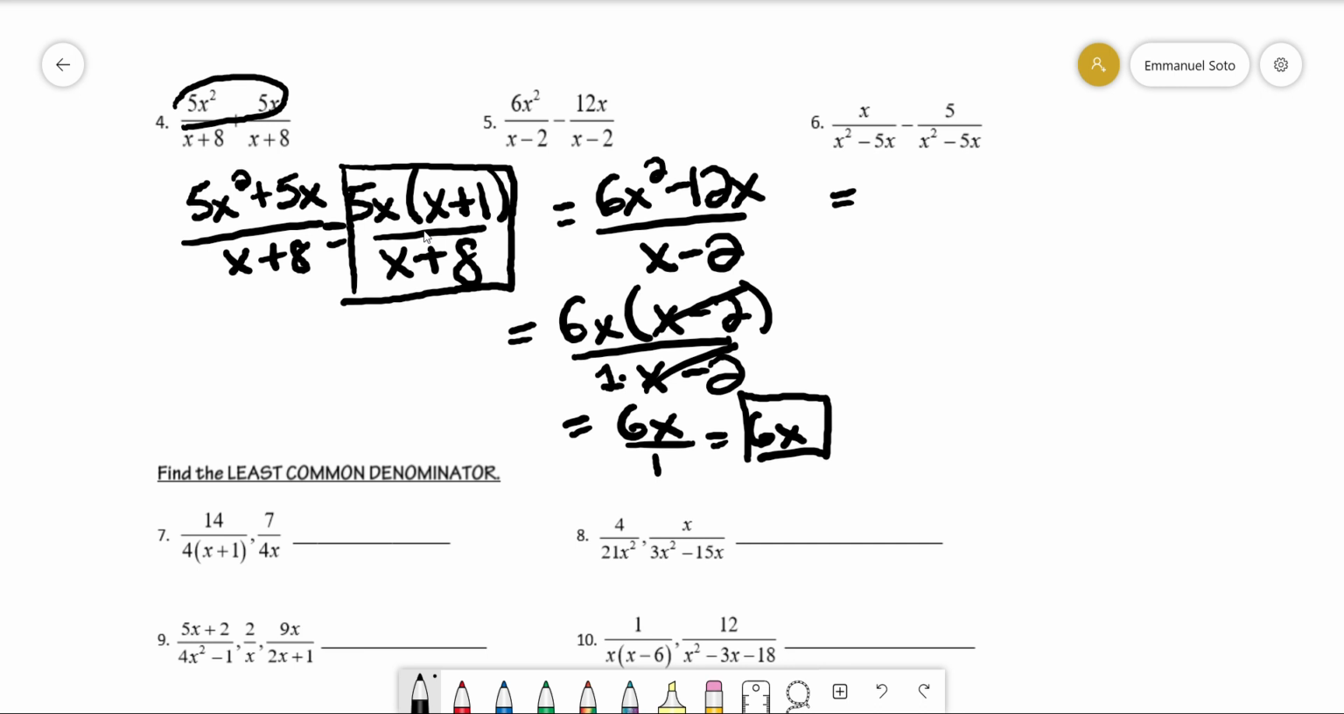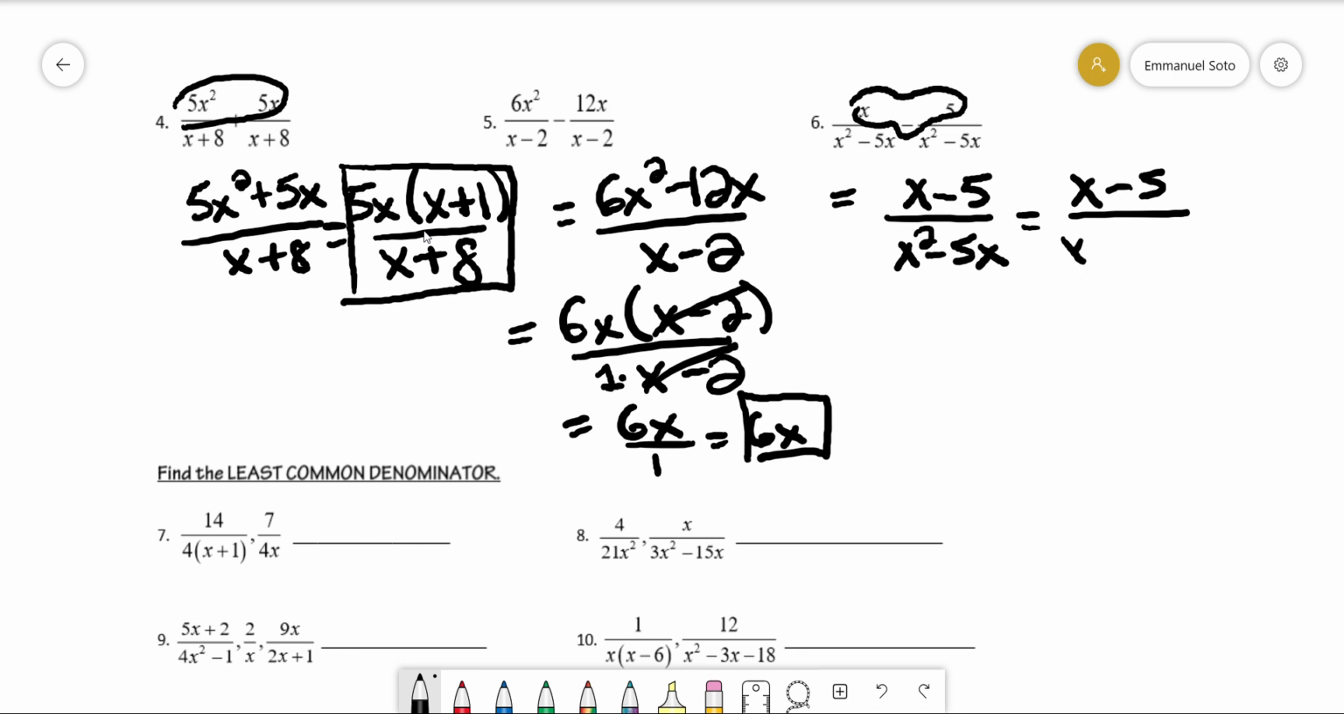For the bottom, we got the same denominator, so we got x minus 5 because we are subtracting. And then over denominator is x squared minus 5x. Again, try to factor that denominator. We can pull out an x from the denominator, and that makes it x minus 5. So it looks like the numerator and denominator have an x minus 5 that can cancel out. We have a 1 left over on the numerator, so that leaves us with 1 over x.